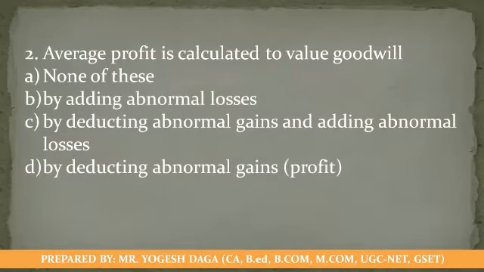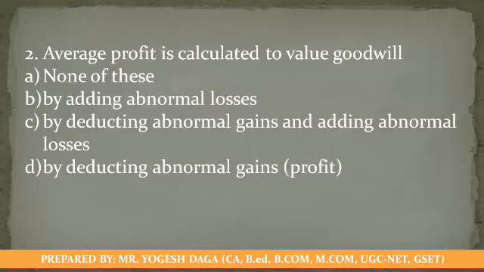Next question here on the screen. Second question: average profit is calculated to value the goodwill. A option, none of this. B option, by adding abnormal losses. C option, by deducting abnormal gains and adding abnormal losses. And D option, by deducting the abnormal gains. So you're required to give the answer for this. For that average profit is calculated, how are we required to calculate the goodwill? So what will the correct option be?